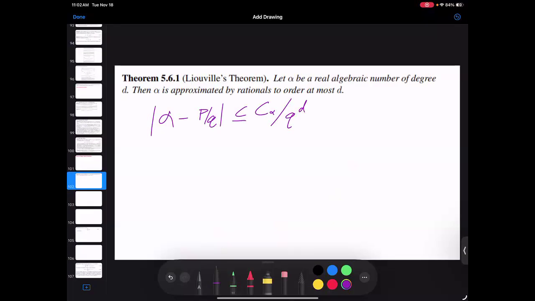And if the root satisfies a polynomial of degree d, it can be done to order at most d infinitely often. It can't be done to order d plus 1.